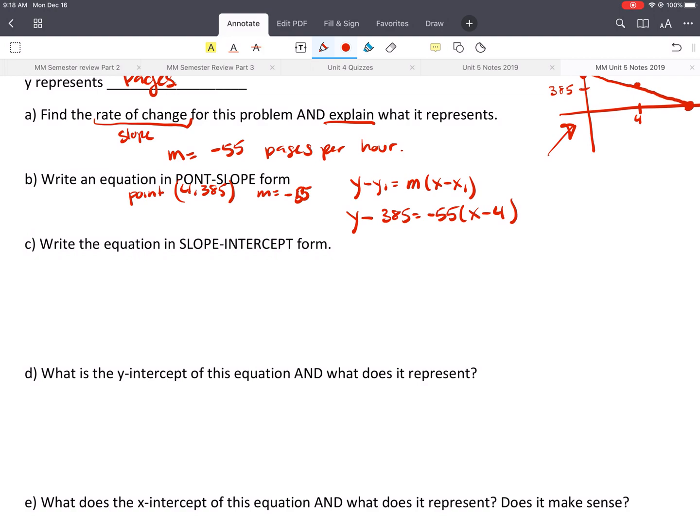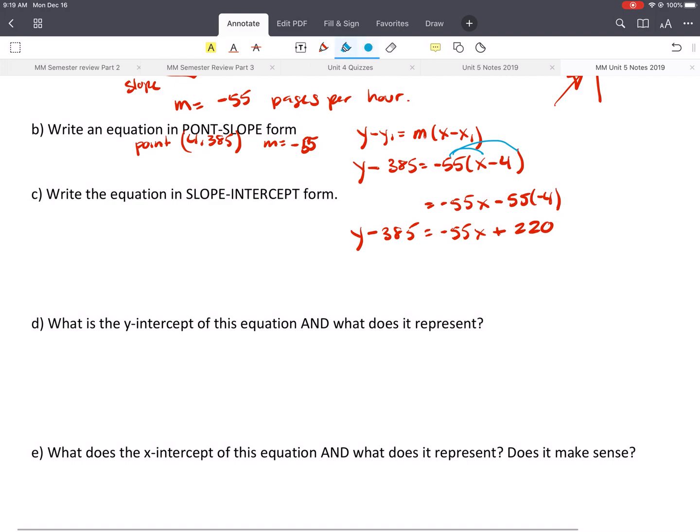And now we want to write it in slope-intercept. So just a reminder, we did this in our homework last time. It just wasn't in a word problem. Okay, we distribute the slope. So that would give us negative 55x. And then we would do negative 55 times negative 4. So that would be negative 55x plus 220. All right, and then we still have our y minus 385.